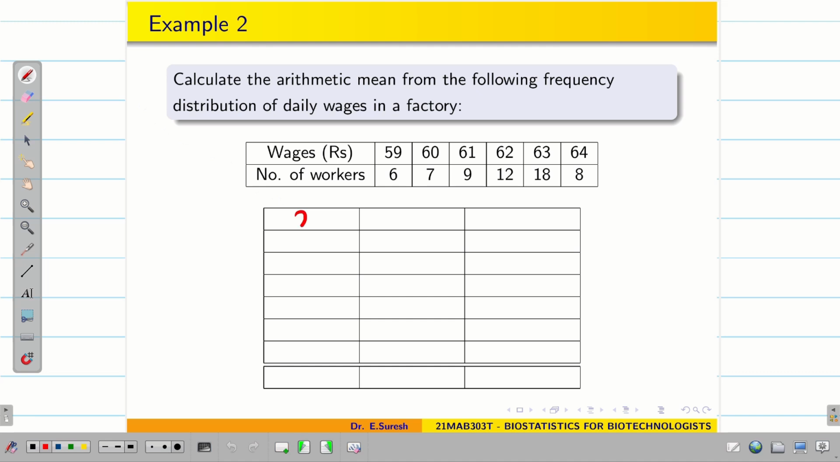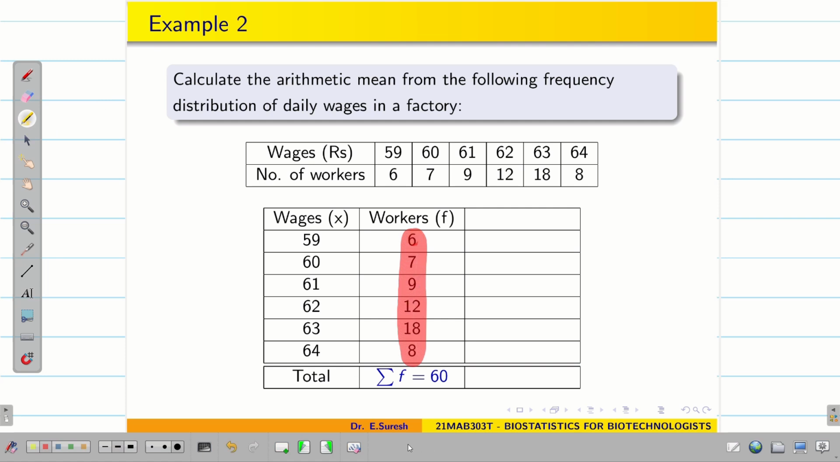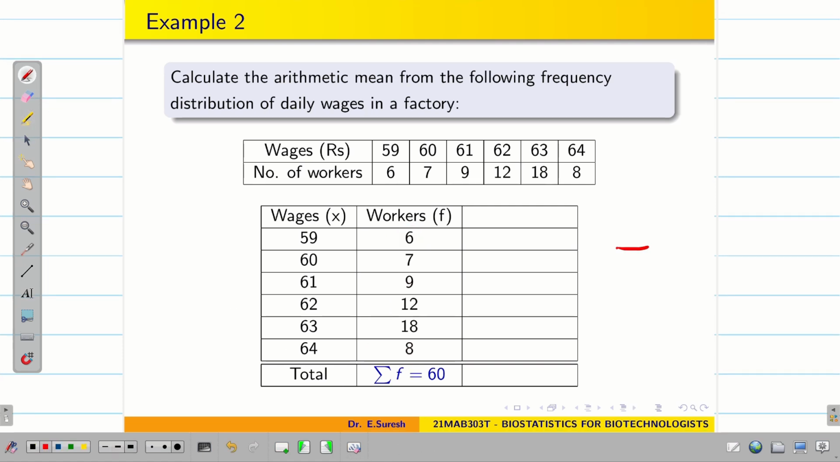Always write the first column X and the second column is the frequency. Here wages are X and number of workers getting the wages, like 59, 60, 61. They are going to be my frequencies. So first fill the wages and then fill the frequencies. Once you fill the frequencies, add all the data. This is going to be my summation F, that is my capital N. Here the value is 60.